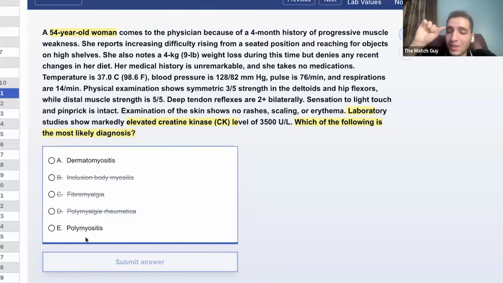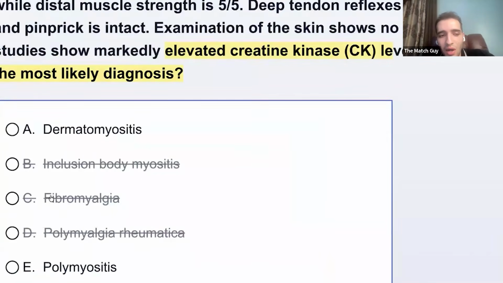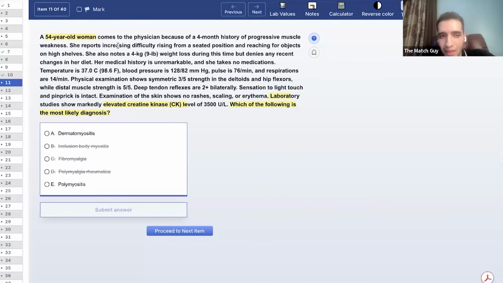I am trying to figure out is it dermato or poly, and I am trying also to make sure did I exclude them correctly, and am I going into the right direction or not. So that's the two things I'm trying to do. So let's read here. She is a 54-year-old woman. Age is extremely important, okay? Because I told you fibromyalgia, inclusion body myositis, these are things that happen in young people. So you can exclude them by the age.